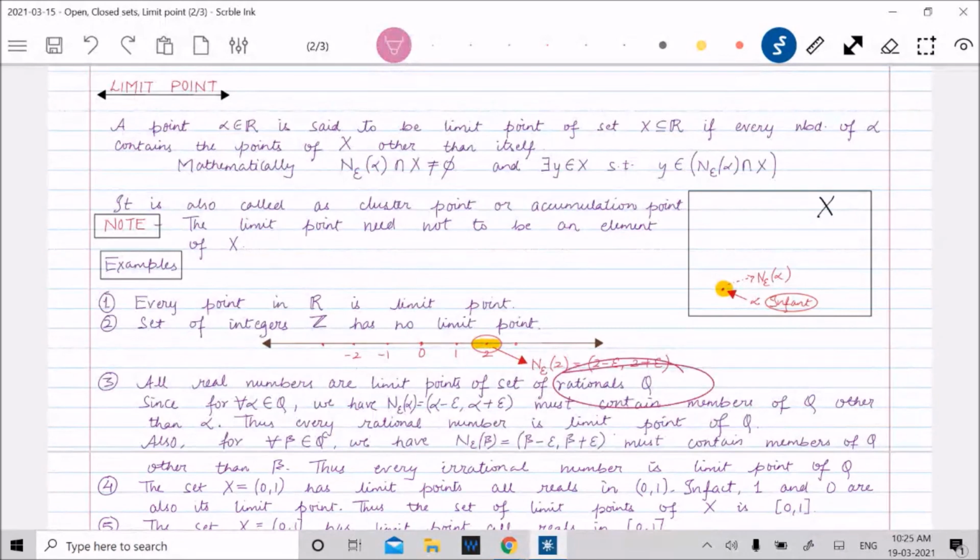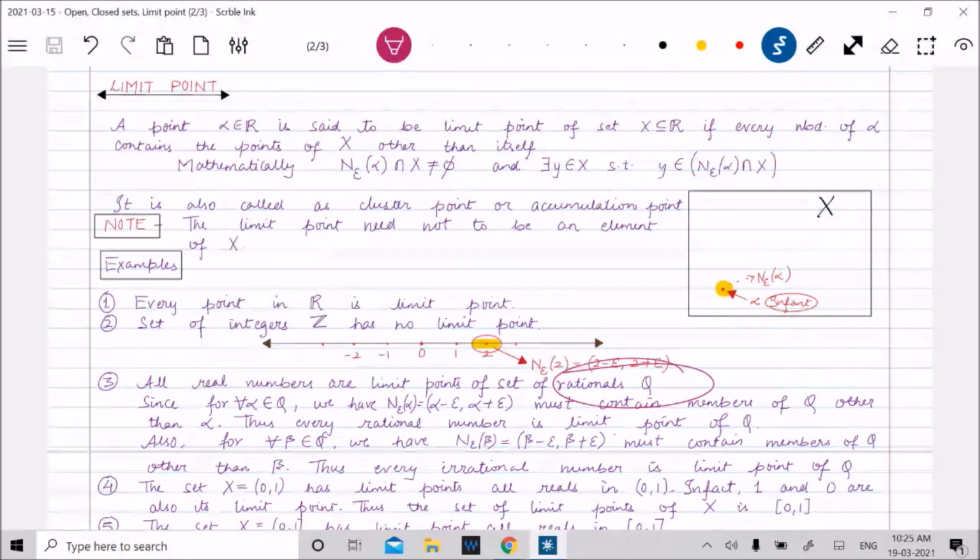But what about the elements which do not lie inside Q? Is it possible that an element which is not lying inside the set can be a limit point? Yes, it's possible, because as I said earlier, an element which is not lying inside the set, which is standing at the boundary, can be a limit point.